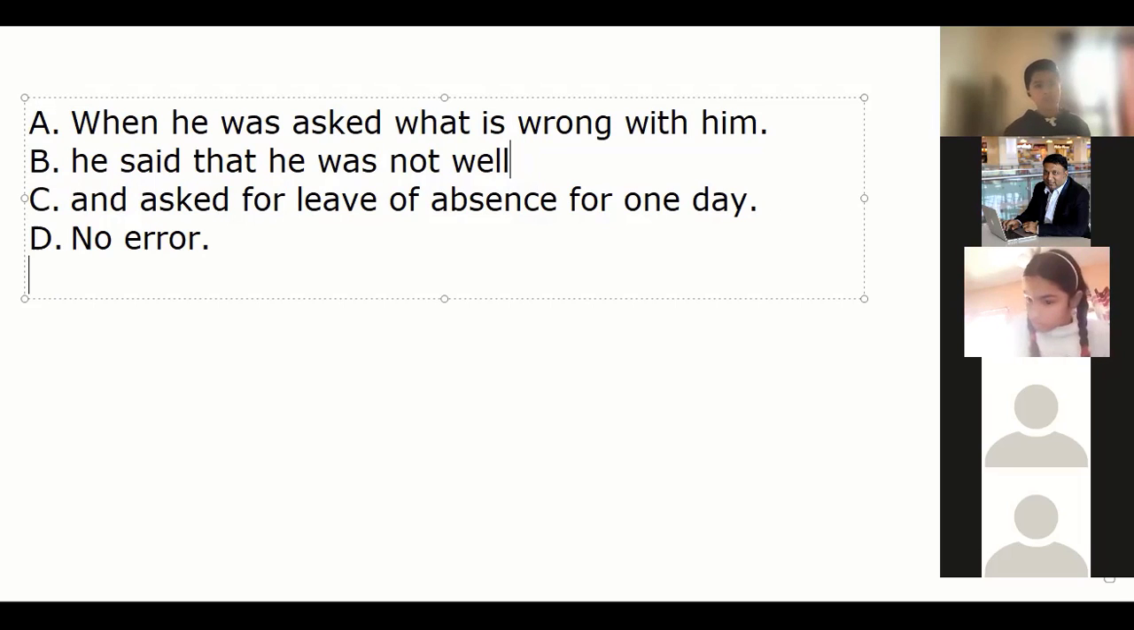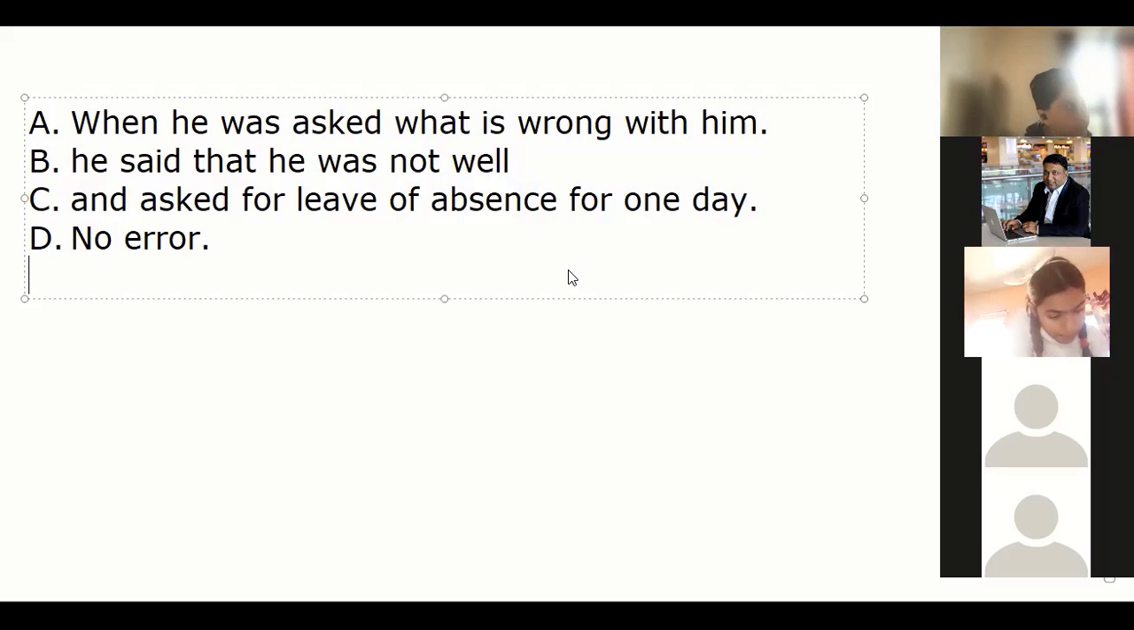Actually, full stop I'll remove here so that you don't feel this because of the full stop. So when he was asked what is wrong with him, he said that he was not well and asked for leave of absence for one day. Read through. This is a little more complex. Which part of the sentence can be error?